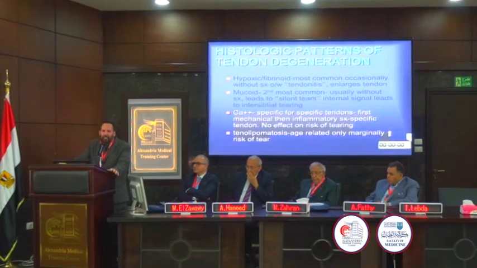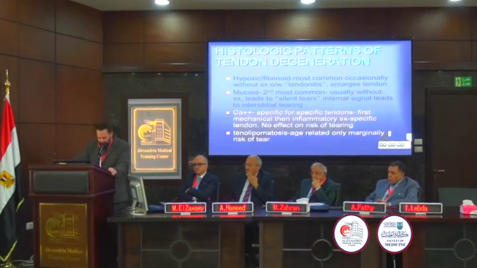Calcific tendinitis occurs in specific tendons. Right now, not every tendon gets calcific tendinitis. It's most common in the supraspinatus in the shoulder. You can get it in the Achilles tendon. You can get it in the gluteal tendon. But in general, you'll rarely get it in the biceps tendon or the triceps tendon.